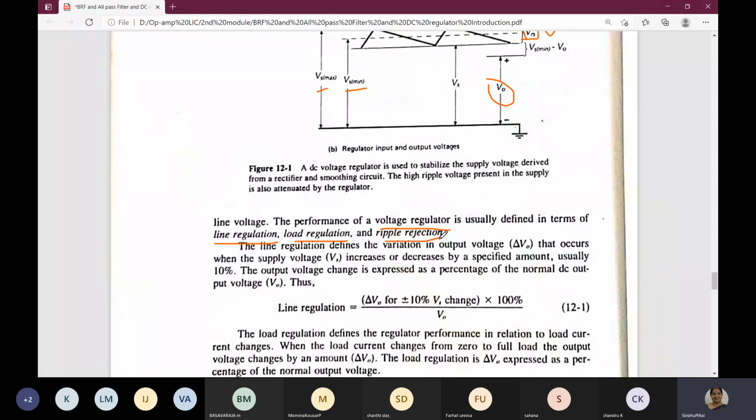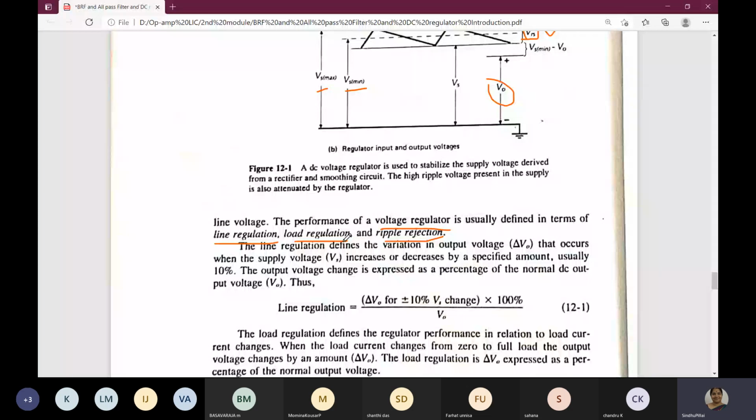So line regulation means whatever the AC supply which we get, that should be regulated. The second one is load regulation, meaning whatever loads we apply to the regulator. Next, whatever ripple is there should be rejected. So we have the formulas for that.